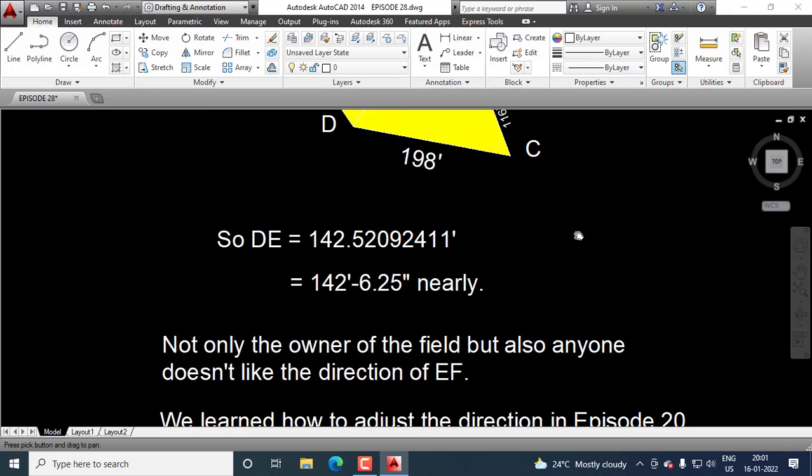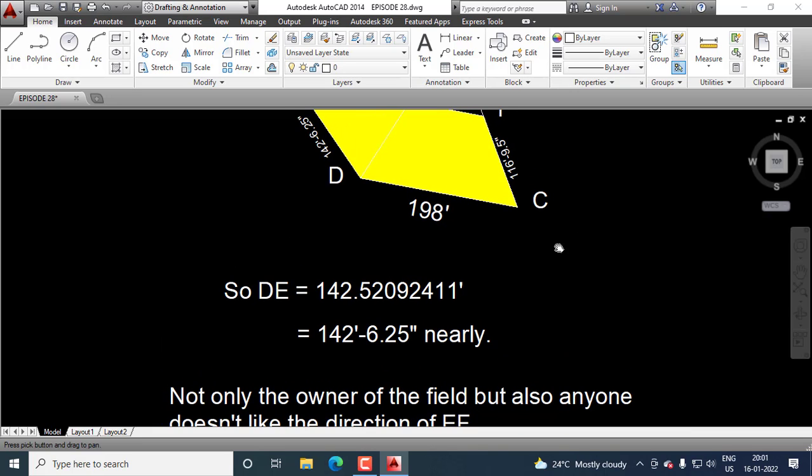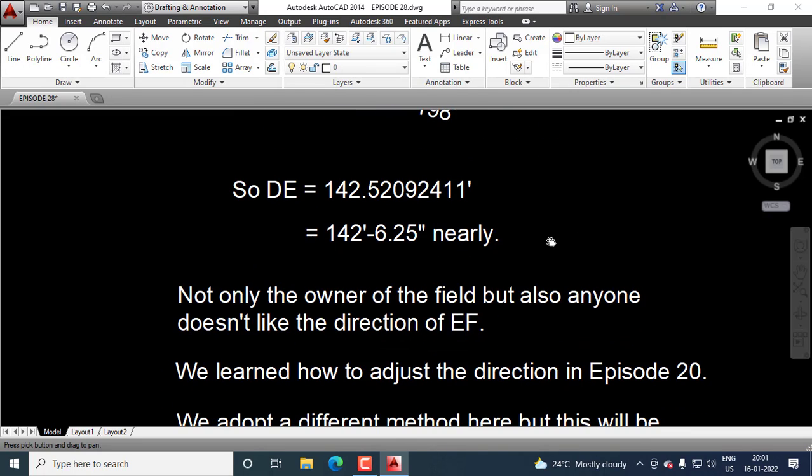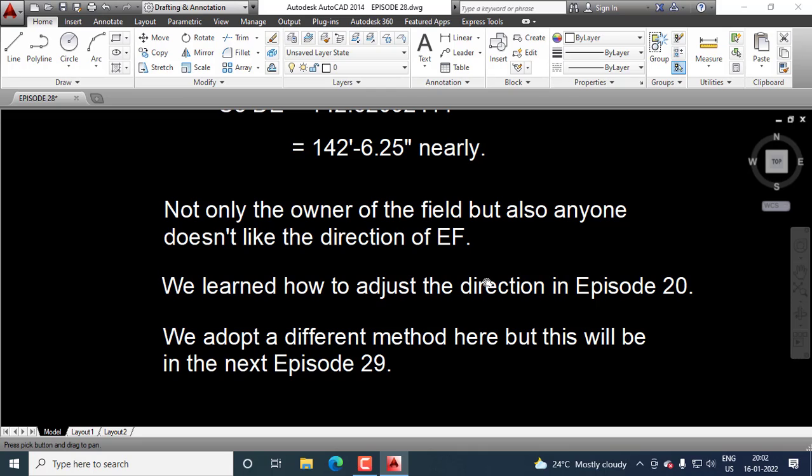Not only the owner of the field, but also anyone may not like the direction of EF. We learned how to adjust the direction in episode 20. We adopt a different method here, but this will be in the next episode 29.